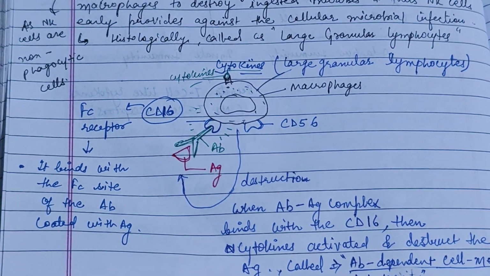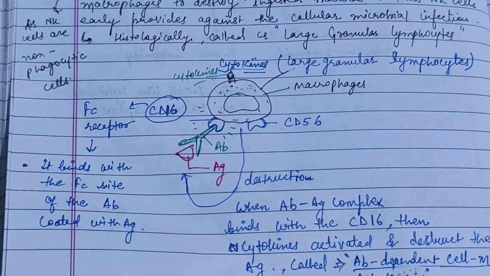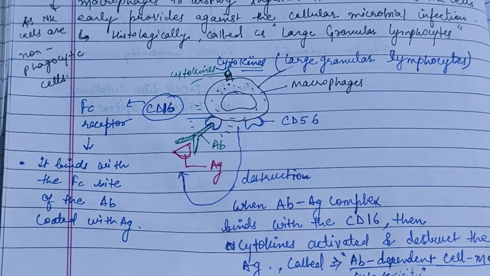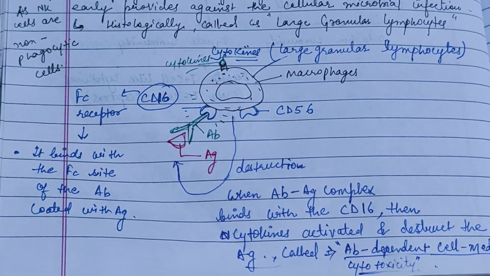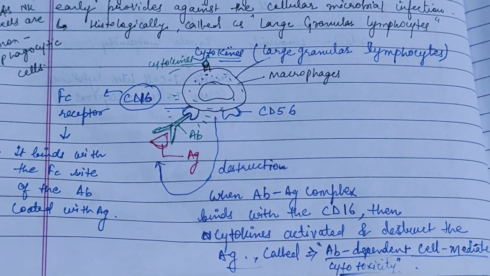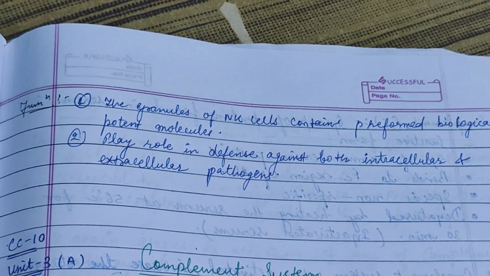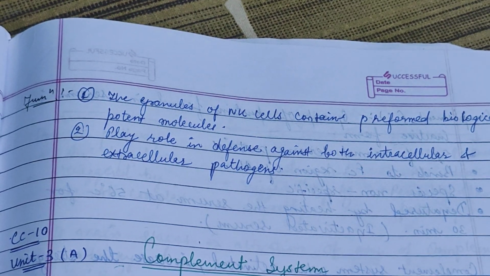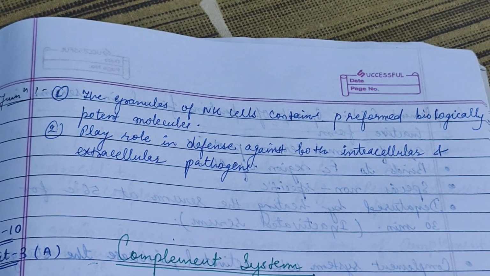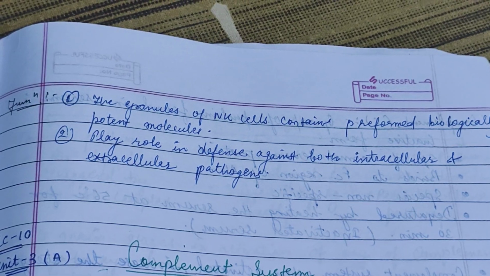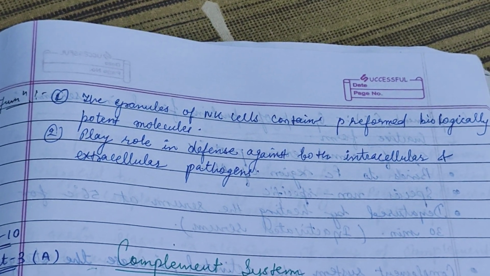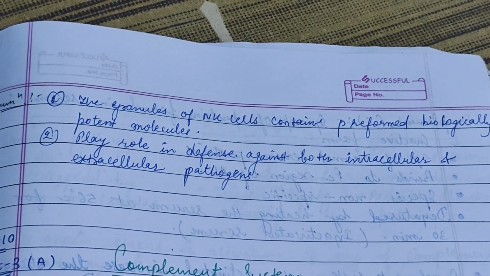In the figure of the NK cells, there is binding of the cytokines, binding of the antigen antibody complex, and CD16 is activated, and the cytokines activate and destroy the cell. Function of the NK cell: the granules of the NK cells contain preformed biologically potent molecules, which play a role in defense against both intracellular and extracellular pathogens.